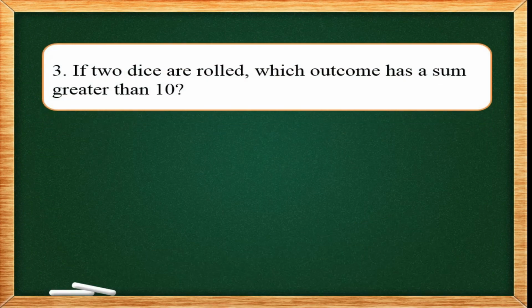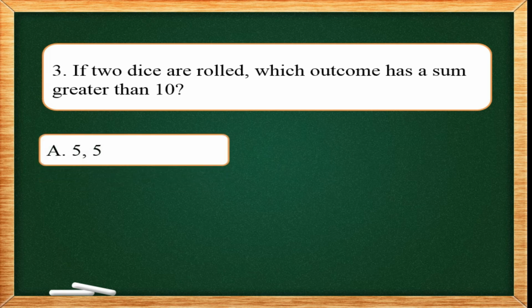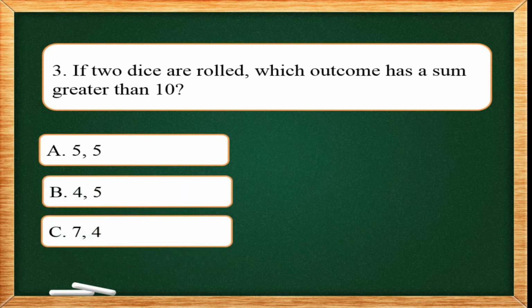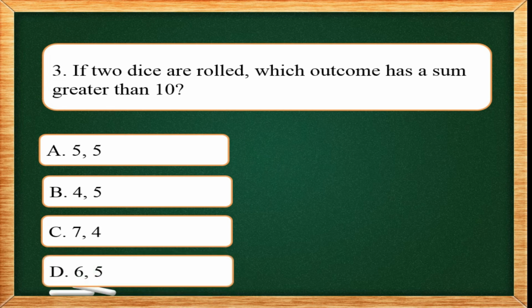Number 3. If 2 dice are rolled, which outcome has a sum greater than 10? Letter A. 5 and 5. B. 4 and 5. C. 7 and 4. D. 6 and 5.